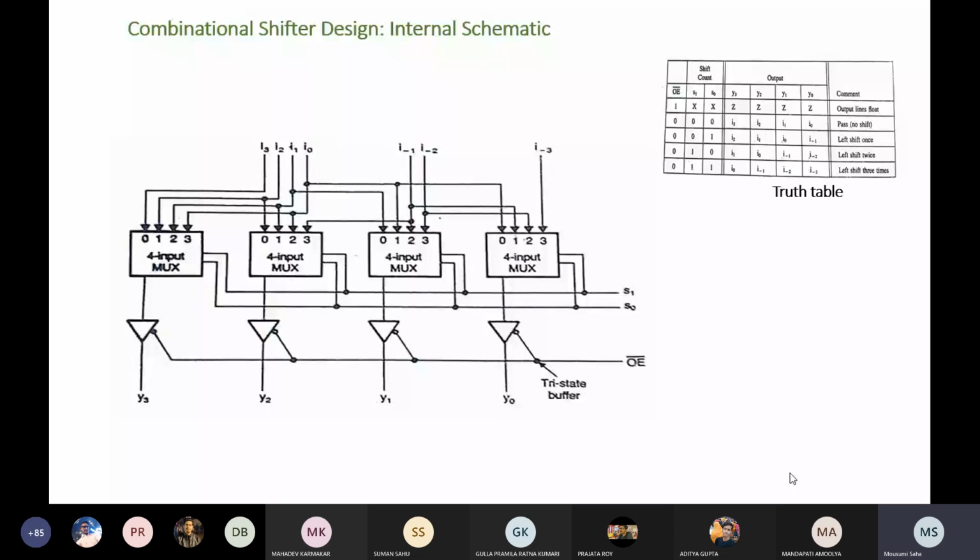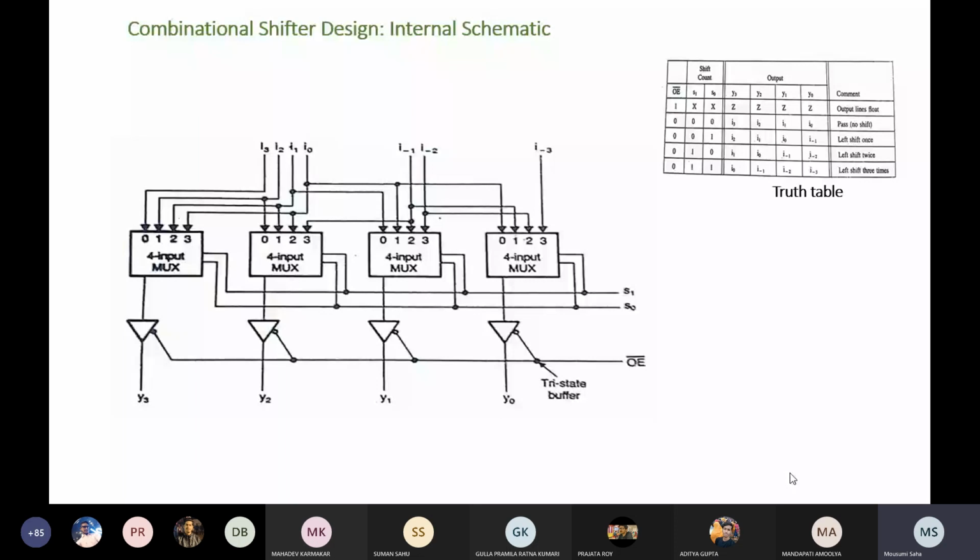So obviously line 1, how will it be connected? You want to do only the left shift, only once. So for that reason, for the first mux, line 1 is connected to I2, and second is I1, third is I0, and last one will be I minus 1. So you can see in your truth table. Depending on your truth table, you just connect all the input lines the same way as line 2 of all your muxes.